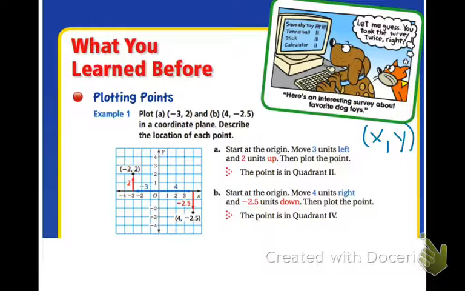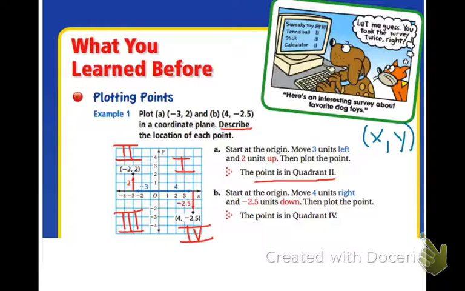The location on the coordinate plane, when we talk about that, is what quadrant it is in. So remember that it kind of goes counterclockwise. In quadrant 1, you have x values that are positive, and y values that are positive. In quadrant 2, you have a negative x and a positive y. Quadrant 3 is a negative x and a negative y. And finally, quadrant 4, positive x, negative y. So when it says describe the location, you want to say for point A that it would be in quadrant 2. So keep that in mind.